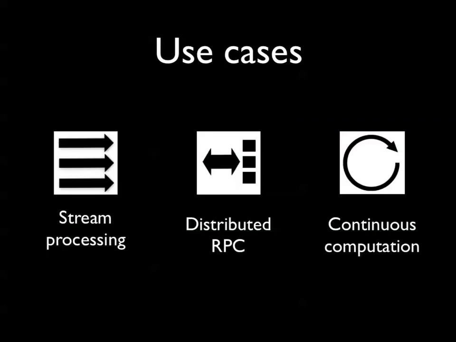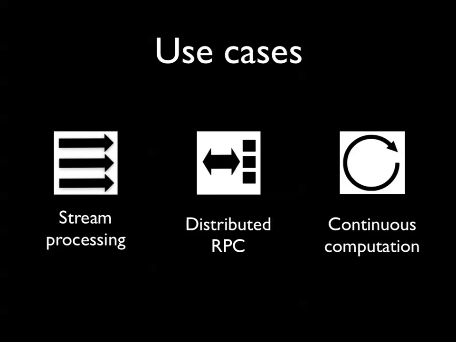So Storm has 3 broad sets of use cases. These are by no means all-inclusive, but it's a good way to think about the various kinds of problems that Storm can be applied to. So the first I call stream processing. So the idea here is that you process a stream, and maybe you update your databases, and then you just forget about the messages. The second one is called distributed RPC.